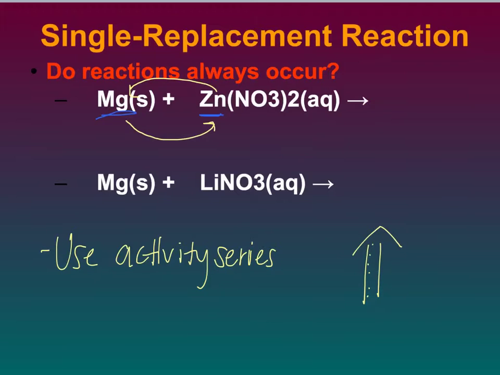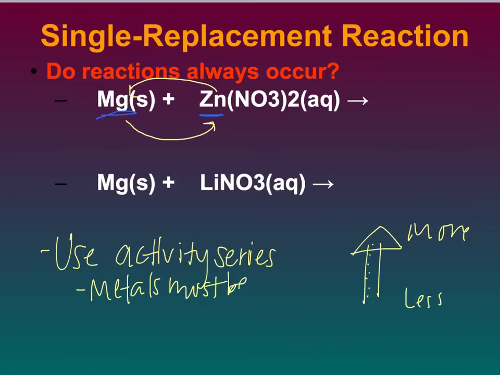What this shows is how active your elements are. The ones that are at the top are more active. Ones at the bottom are less active. Now, in order for a single replacement reaction to occur, metals have to be more active to switch. The metals must be active, and that's your single. Your single element must be more active in order to switch.